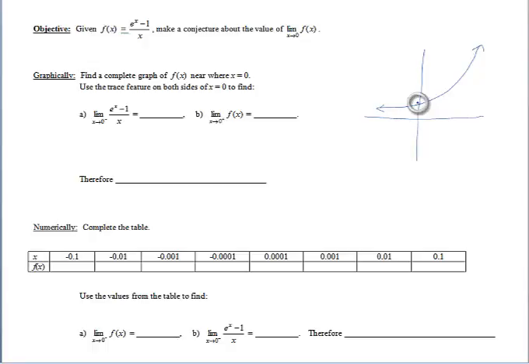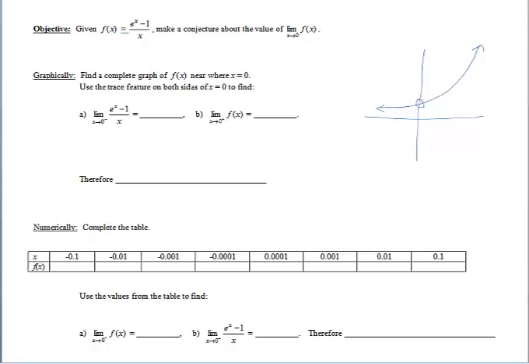Well, what does that tell us? Even though we can't see it, it tells us that we have a point of discontinuity. There's no y-coordinate when x is 0. And that makes sense. There's our graph. So we've got a complete graph of the function near where x is 0.